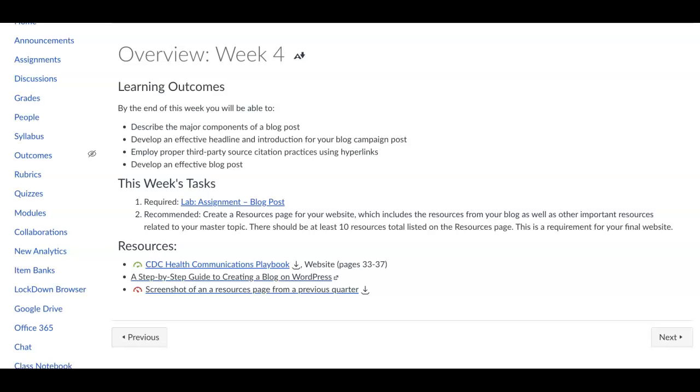Before you start this assignment, please take a look at these resources that I have provided for you in terms of things that might be helpful. You've got the CDC Health Communications Playbook that has some information on writing for websites. There's a step-by-step guide to creating a blog on WordPress if you need some assistance with WordPress. And then I've also got a screenshot of a resources page from a previous quarter that a group did.